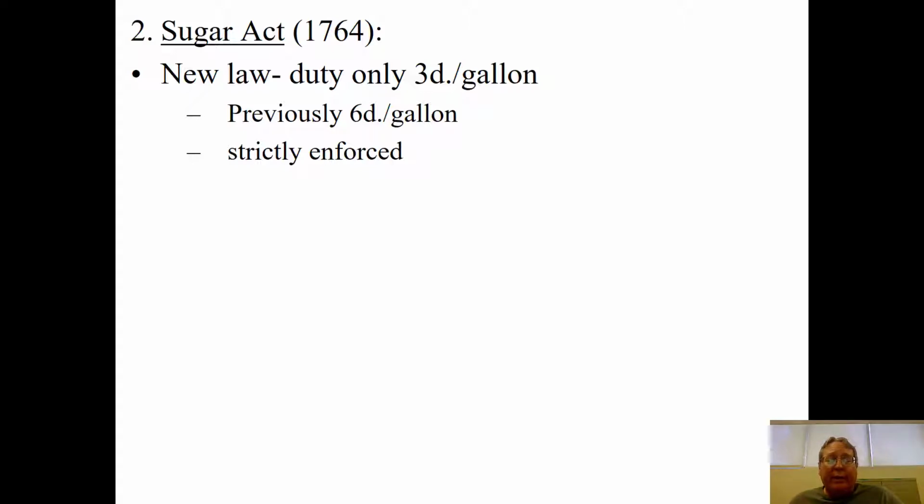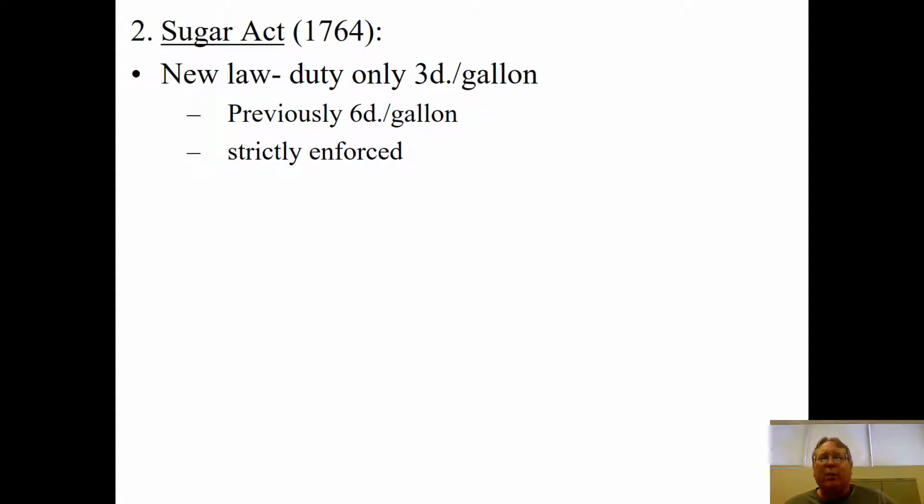The first one that they pass is on one of the most important commodities traded anywhere in the world at the time, and that, of course, is sugar. Now, up to this point, British sugar was some of the most taxed sugar in the world. And when we say duties and taxes, what we mean is merchants had to pay the government a certain amount of money. In this case, 6 pence or 6 pennies on a gallon of sugar.